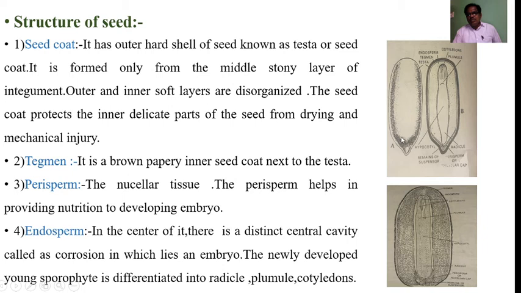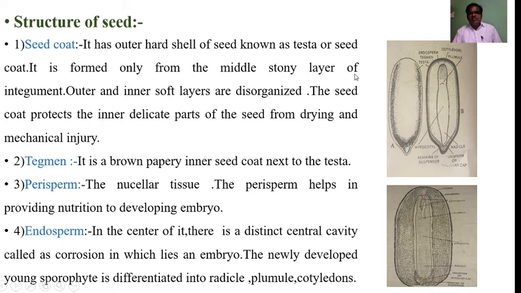So when the seed is formed and gets mature, the seed becomes hard. At that time, the seed has different types of parts. That is, it has the outer seed coat, which is hard, the covering of the seed, known as testa, or in the language of botany, the seed coat. It is formed only from the middle stony layer of the integument.